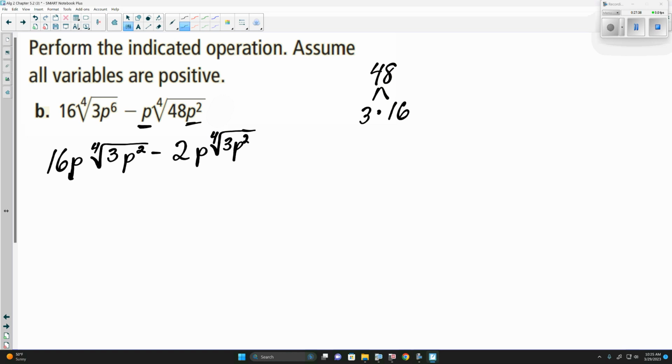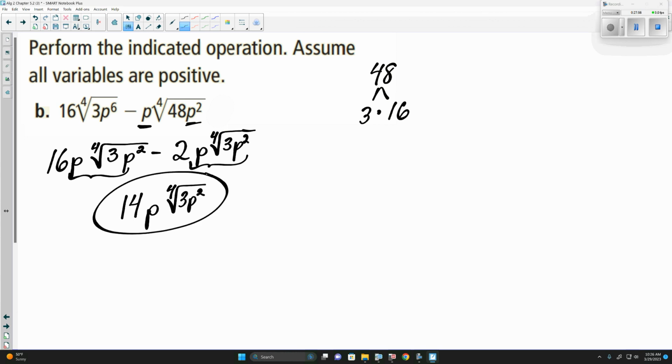Now are our expressions having the same term? P fourth root of 3p squared. So then now you would subtract. 14 P fourth root of 3p squared.